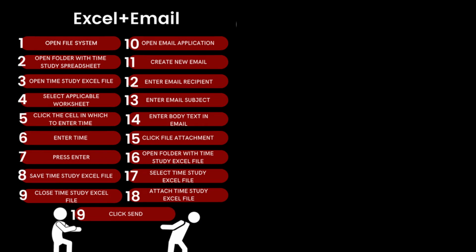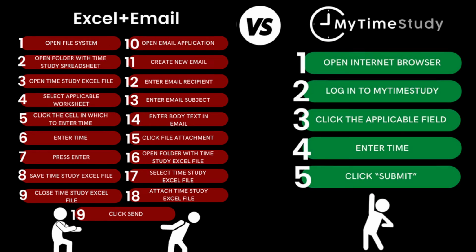That's 19 manual steps. On the right, you can see all the manual steps required to complete a single time entry using MyTimeStudy. That's 5 manual steps. That's almost a 75% drop in manual input. So when we say MyTimeStudy is optimized for time studies, this is what we mean.